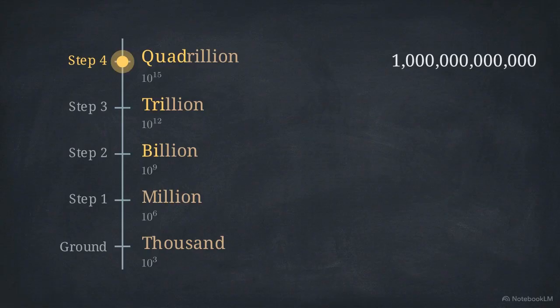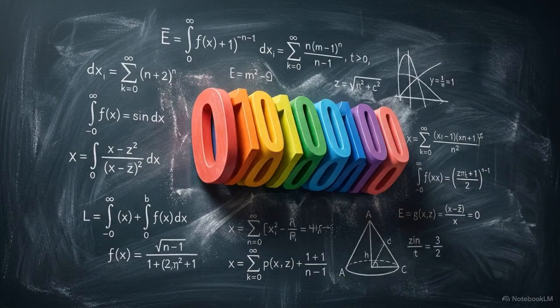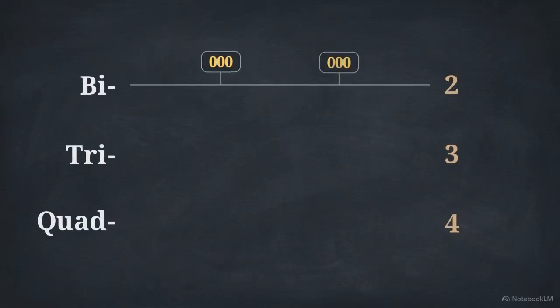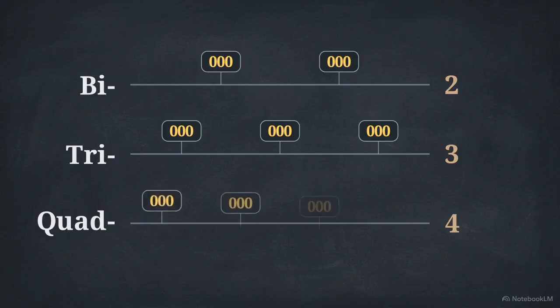A quadrillion follows the same logic. Quad means 4, placing us on step 4 with 15 zeros. Rather than writing out 15 zeros, mathematicians use scientific notation as a shorthand. They write the number 10 with a small 15 next to it to track the zero count efficiently. These names are just a counting system. We are simply using Latin prefixes for 1 through 4 to track how many sets of zeros we've added.